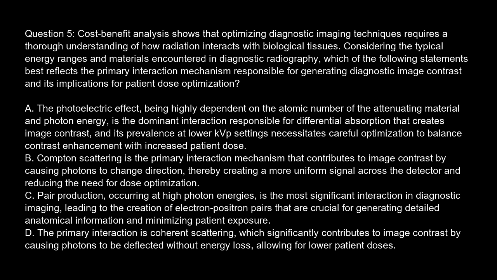Option C. Pair production, occurring at high photon energies, is the most significant interaction in diagnostic imaging, leading to the creation of electron-positron pairs that are crucial for generating detailed anatomical information and minimizing patient exposure. Option D. The primary interaction is coherent scattering, which significantly contributes to image contrast by causing photons to be deflected without energy loss, allowing for lower patient doses.